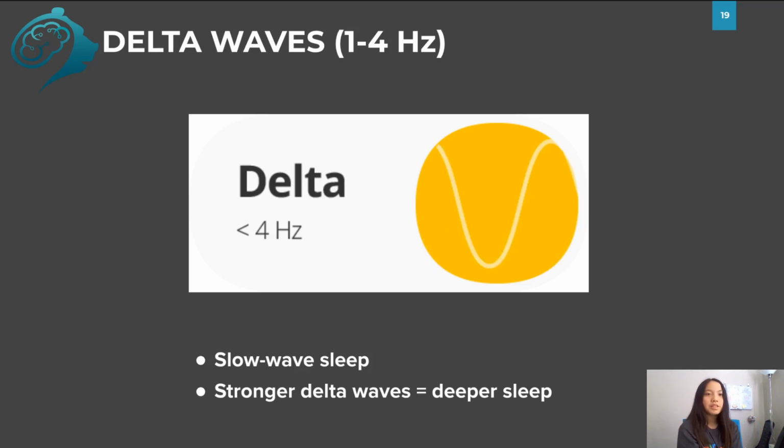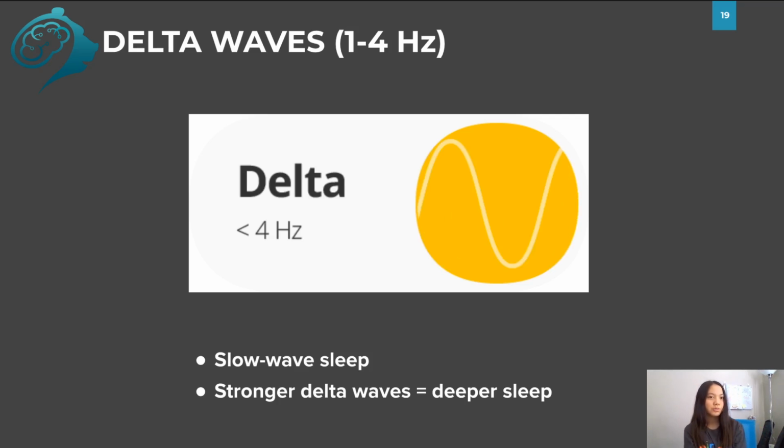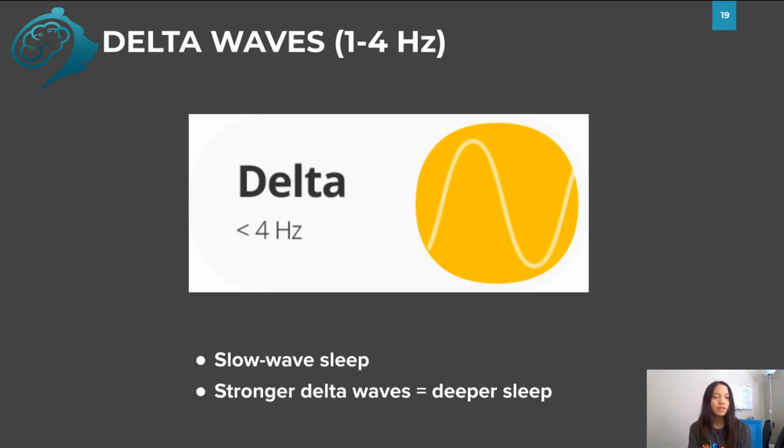So delta waves are between 1 to 4 hertz, and these high amplitude waves are linked with slow wave sleep. They are commonly used by laboratories to provide insights into the depth of sleep. The stronger the delta waves, the deeper the sleep is.